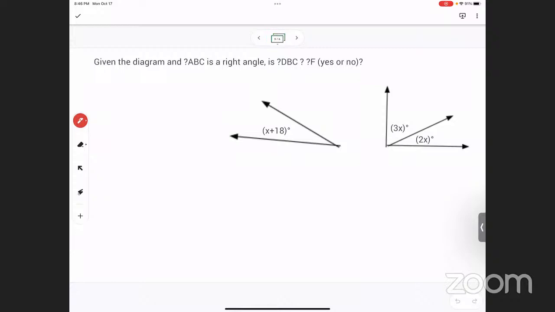Given the diagram and ABC is a right angle, is this ABC over here? Yes. Okay. So if that's a right angle, I'm just going to go ahead and write this. 3x plus 2x equals 90. So 5x equals 90. So x equals, what's 90 divided by 18?